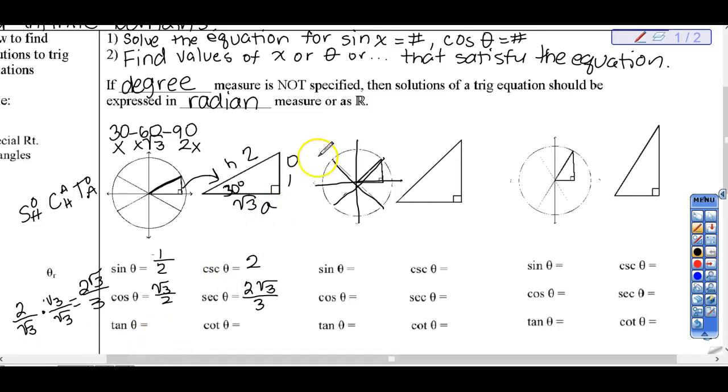Tangent is opposite over adjacent. That's 1 over the square root of 3, or simplified, the square root of 3 over 3. I'm doing the math for you already. Cotangent is the square root of 3.